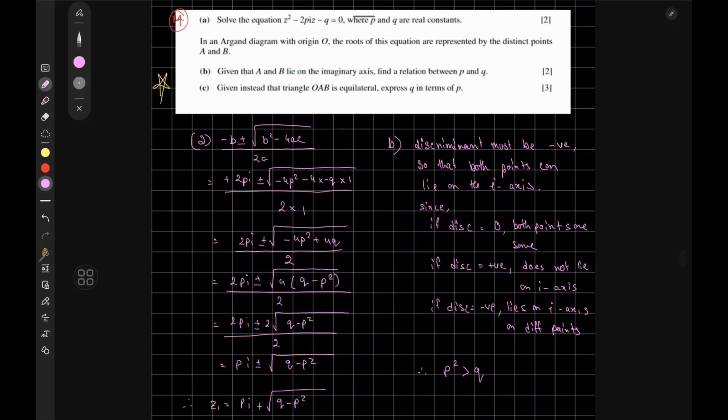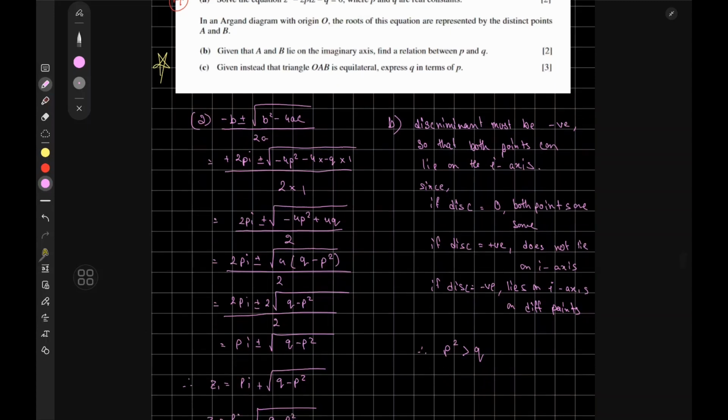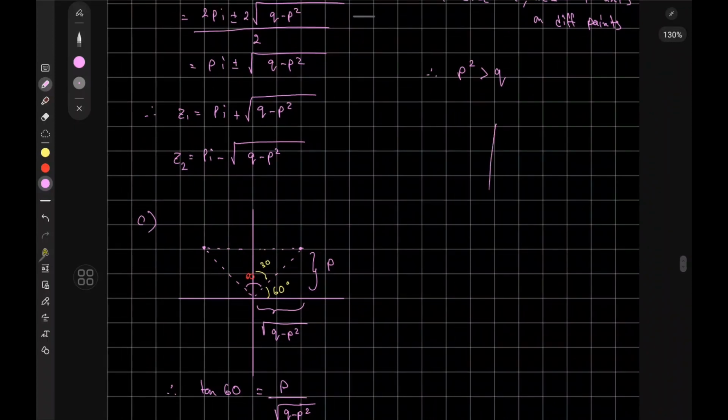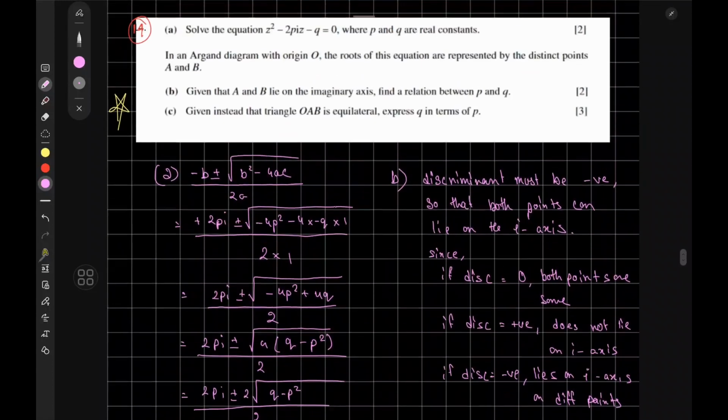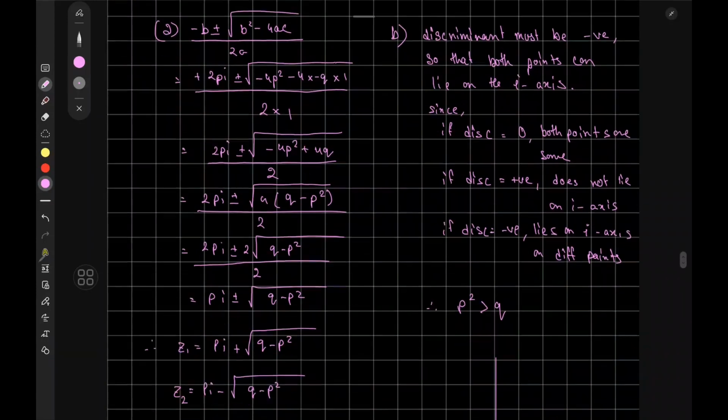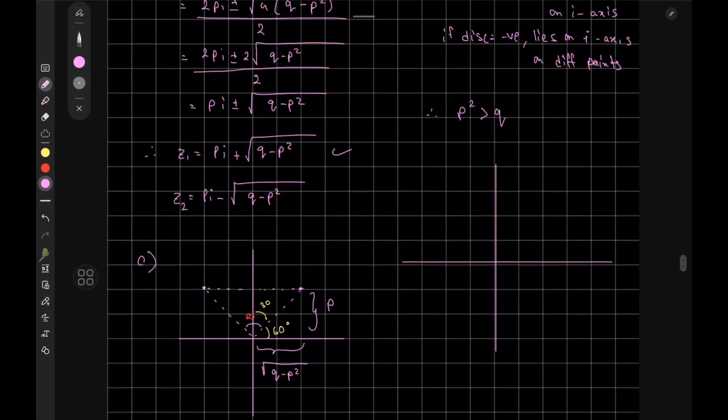The B is asking you, there's another information. In an Argand diagram with origin O, the roots of this equation are represented by distinct points A and B. Given that A and B lie on the imaginary axis, find a relationship between P and Q. So they're telling you that on an Argand diagram, both the imaginary or complex numbers are going to lie on the imaginary axis. So z1, which is one of the roots, and z2, which is the other root, both of these, the question is telling you, are going to lie on the imaginary axis.